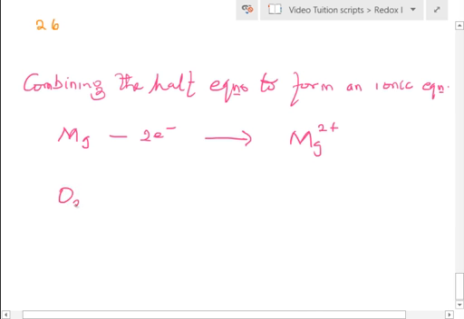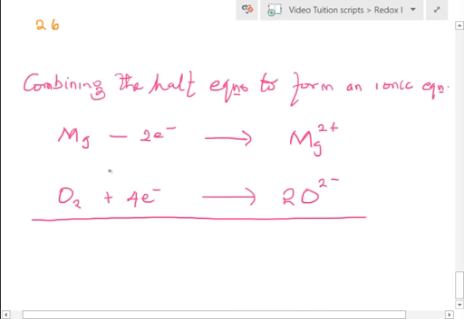The oxygen molecule gains 4 electrons to become 2 oxide ions. So we want to combine the two half equations. It's just very simple. Before we can combine them, we must check the electrons. The electrons lost by magnesium are the electrons gained by oxygen. So if magnesium loses 2 electrons, oxygen must gain 2 electrons. We can see magnesium is losing 2 electrons here, but oxygen is gaining 4 electrons. So this equation has to be corrected.